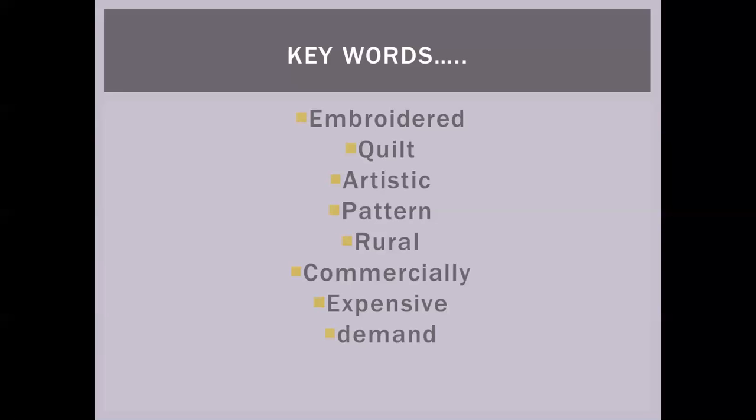Now it is produced commercially. Okay, so two lines before, we got to know that these kathas are usually used for family use. But now we are getting a different scenario. Here it is said that in our modern time, these kathas are produced for commercial purposes. You can find them in many expensive handicraft shops in cities. It means these kathas are now available in the city's expensive shopping centers or shops. The quilts are now in great demand because of the colorful patterns and designs embroidered on them.